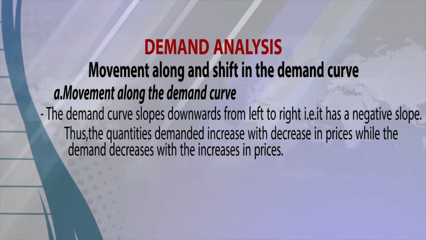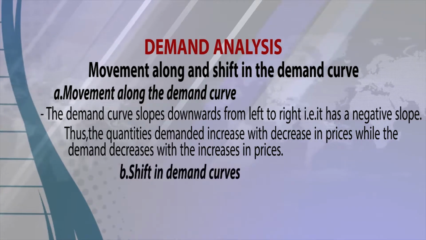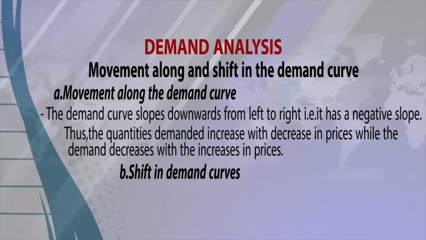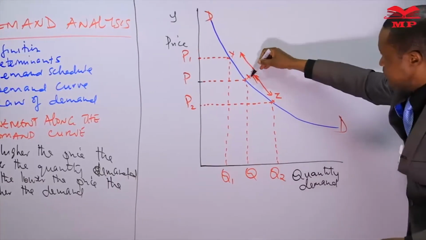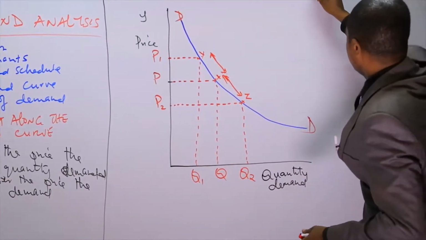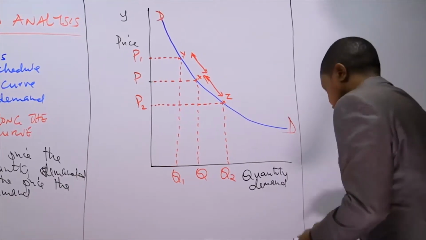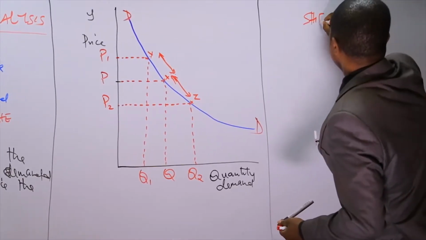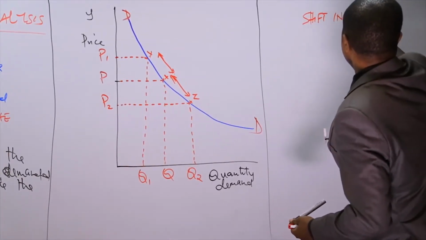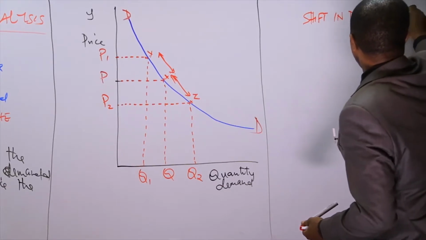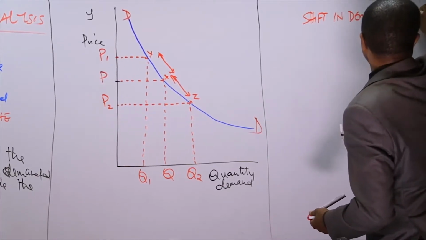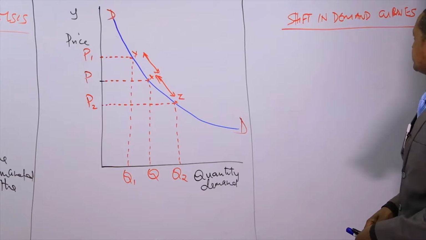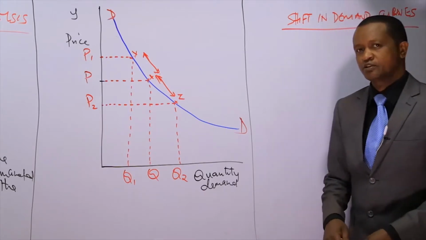Then you can again look at shift in demand curves. That was movement along the demand curve. We can also have a scenario where there is a shift in demand curves. So what do we mean by shift in demand curves?